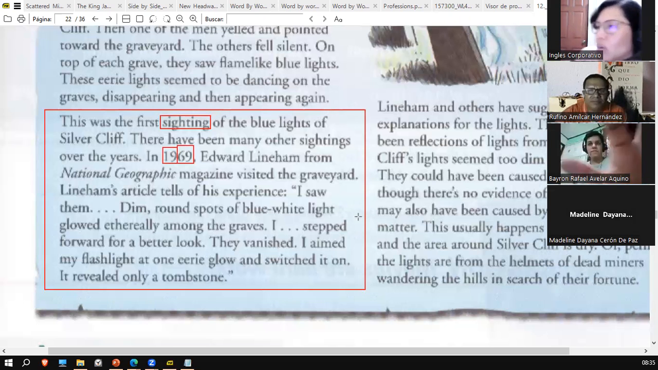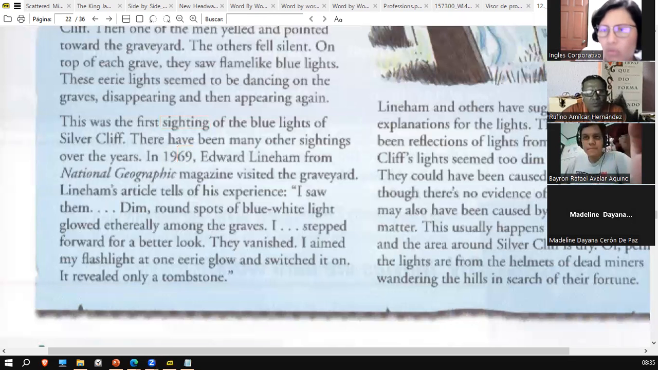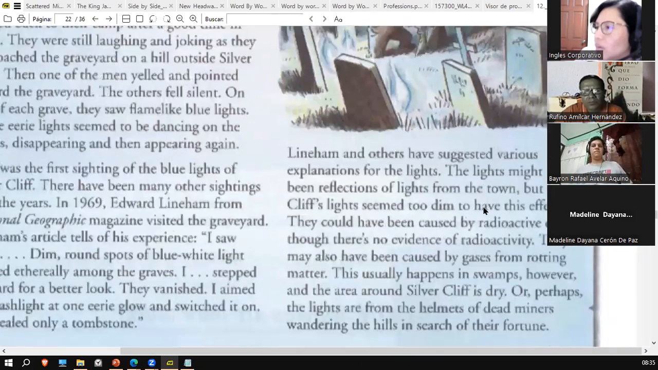Very good, excellent. Over here, sighting, right? Sight is vista, el sentido de la vista, sight. Pero si digo sighting, entonces estamos hablando de un avistamiento, right? Sighting. Okay. Then it says aquí, tomb. Se escribe tomb, pero es tomb, tombstone, right? Tombstone would be como una lápida, ¿verdad? Very good. I'm going to erase my drawings here and let's go and read the last part of this.